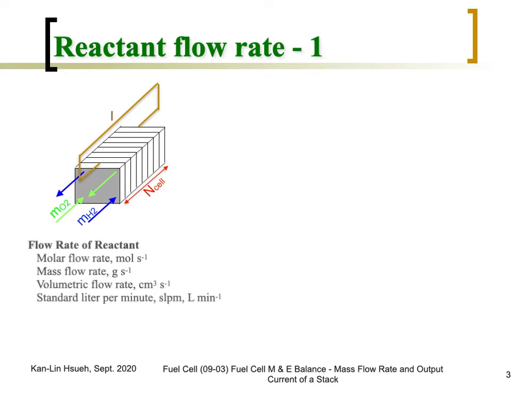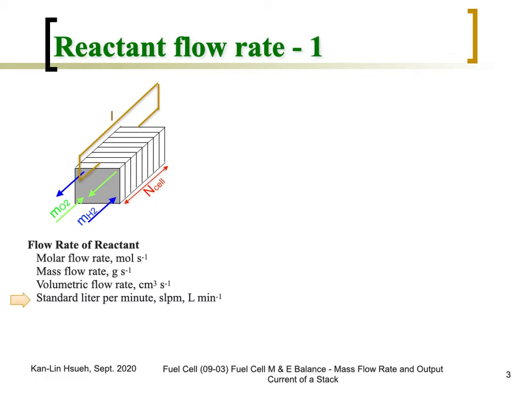The flow rate can be classified into molar flow rate, mass flow rate, and volumetric flow rate. Quite often used is the standard liter per minute, because with this unit, for 1 kilowatt of fuel cell output power, you generally require about 10 liters per minute. The exact number depends on the fuel cell operating conditions though.